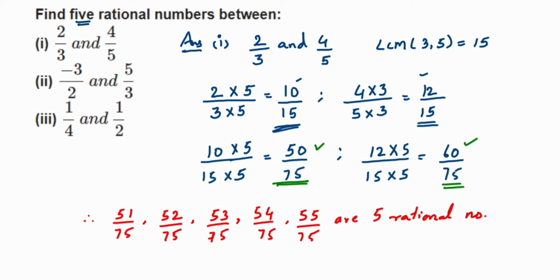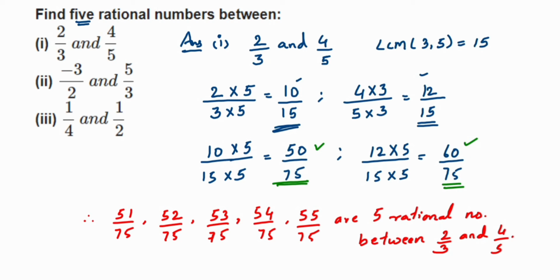5 rational numbers between 2 upon 3 and 4 upon 5. Now it's not necessary that every time you should get this answer. It's on you with what number you're multiplying, and it will vary from person to person. It's all upon what equivalent rational number they got.